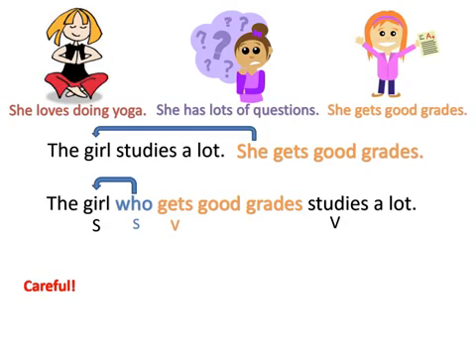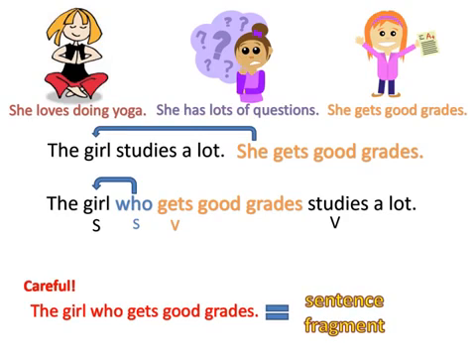Whenever we use an adjective clause to describe the subject of the sentence, we need to be very careful. It is very easy to say something like, the girl who gets good grades. But we cannot do this. This is a sentence fragment. If you use an adjective clause to describe the subject of a sentence, you need to make sure you finish your main clause by including a main verb.